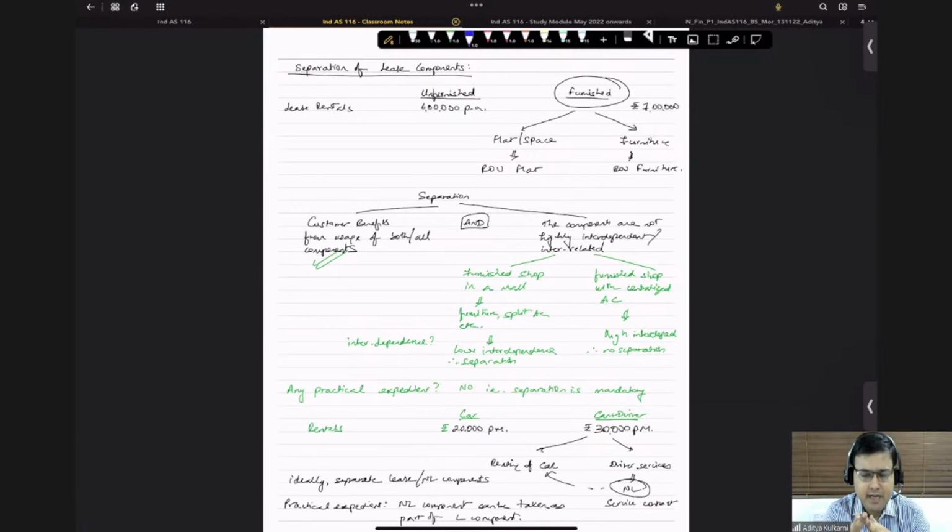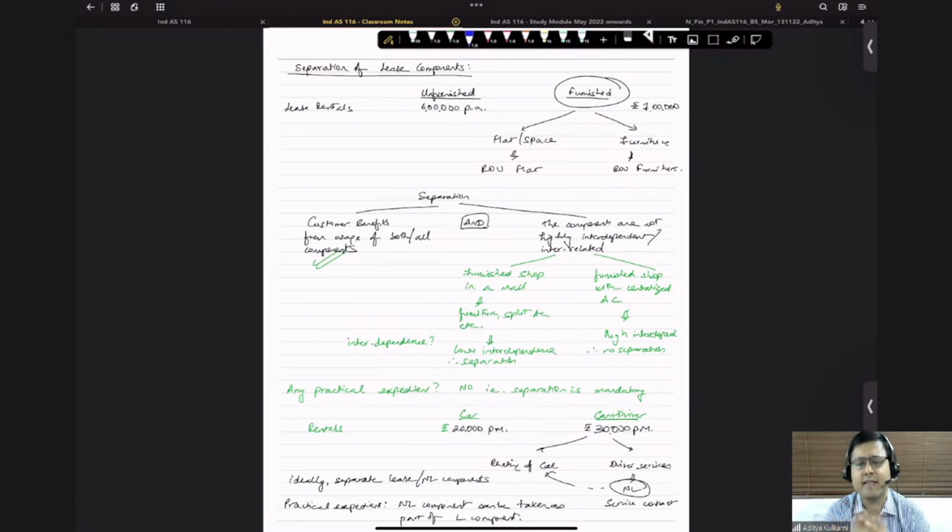As a practical expedient, Ind AS 116 tells that you assume that the lessor does not have any substantive substitution right. Because if you assume the counter, then there would not be an identified asset, in which case there would not be a lease contract in the first place. So that is my identified asset.